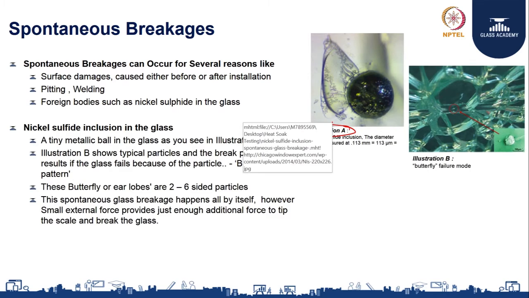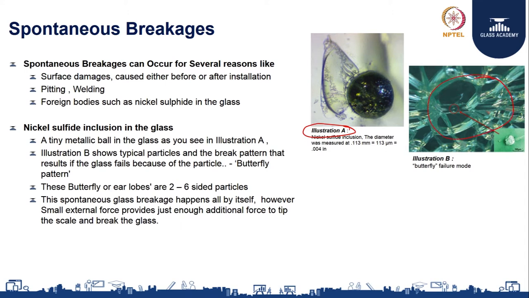So, when you talk about nickel sulfate, first we will go through illustration A. This is an example of nickel sulfate. This is a bubble, and this is a metal ball which is nickel sulfate in it. The size of the nickel sulfate is normally 100 to 110 micrometers, roughly 0.1 or 0.11 mm, which can cause a breakage. So, nickel sulfate is a tiny metal ball, as you can see from the figure.